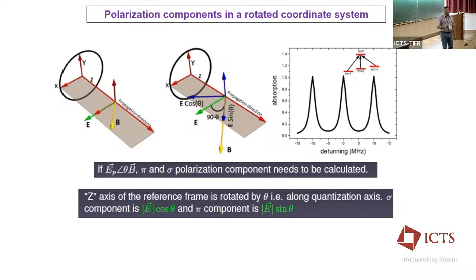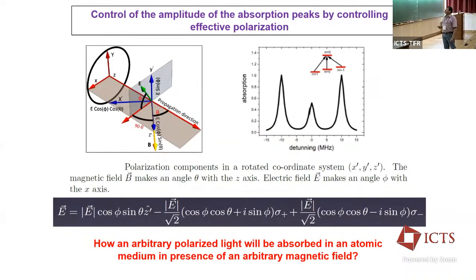So far so good, but if we want something more general, that is, if we really want the electric field not in the plane of the magnetic field, so the magnetic field makes an angle theta and the electric field makes an angle phi, then you can actually control the amplitude of the absorption peaks by controlling the effective polarization. You see there will be sigma and pi transitions and peaks, but the electric field will not look very simple. Therefore you have contributions from your polarization as well as the quantization axis, so you can control it.